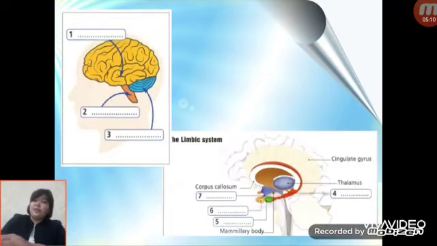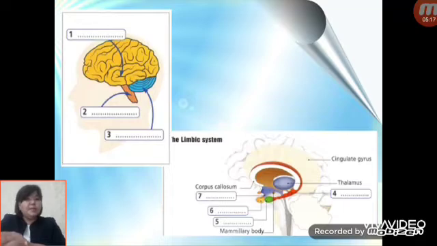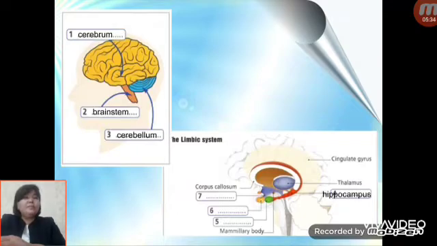I think you have finished reading, okay? Did you understand the text? Okay, now let's label the picture. Okay, the first, yes, you are right, cerebrum. Second, okay. Third, yes, cerebellum. 4, hippocampus. Yes, you are right.